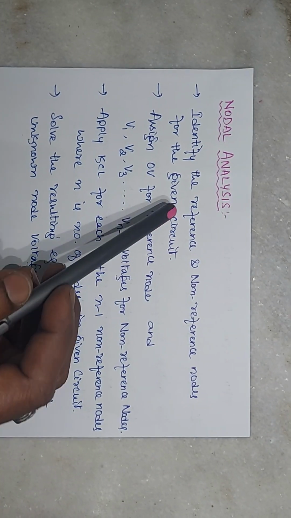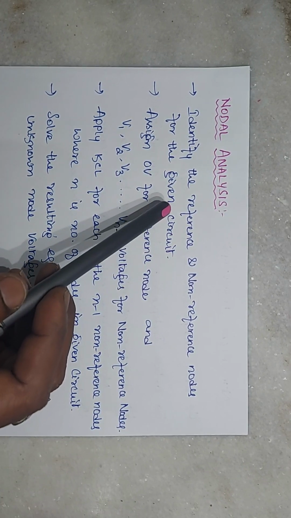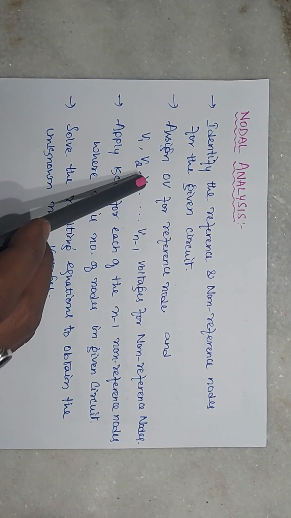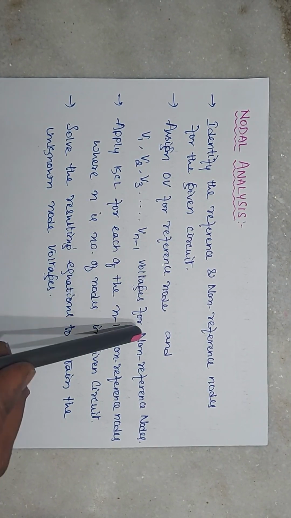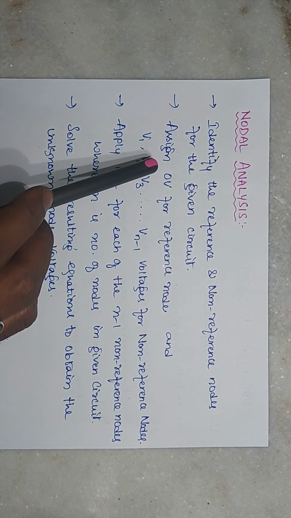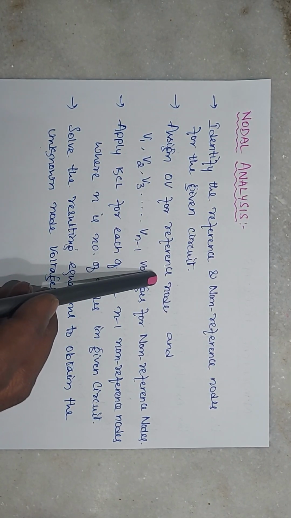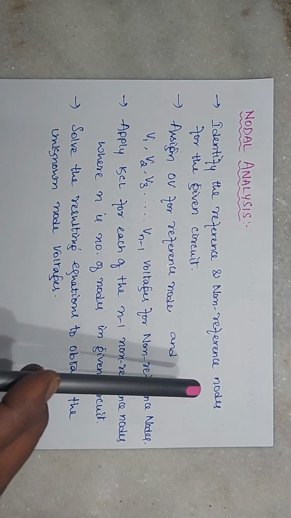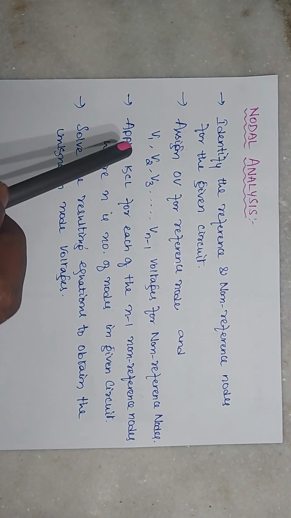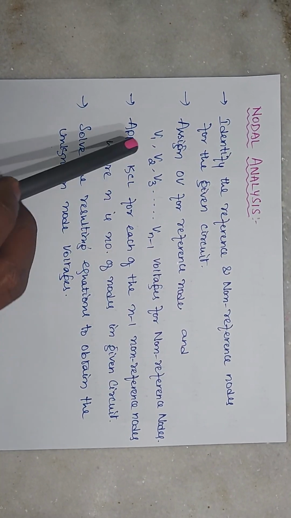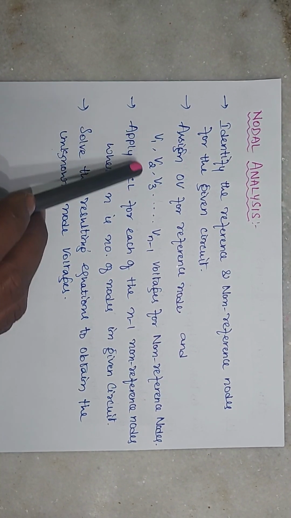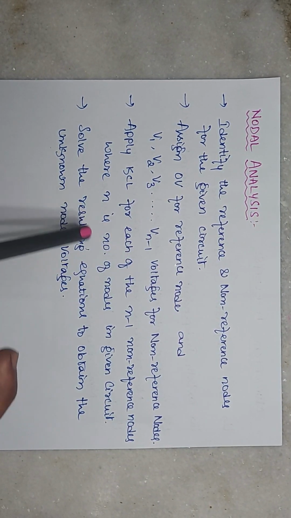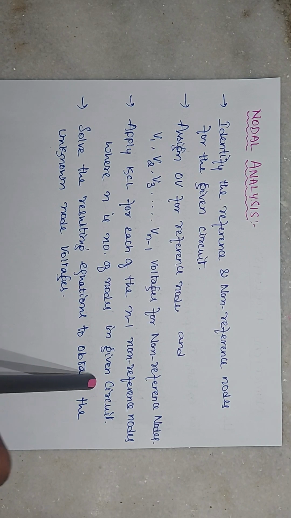After identifying the reference and non-reference nodes, we have to assign voltages for the reference and non-reference nodes. Always we will assign 0 volts for the reference node, and only one reference node is present for a given circuit diagram. For the remaining non-reference nodes we will assign v1, v2, v3 and so on, up to vn minus 1, where n is the number of nodes in the given circuit.